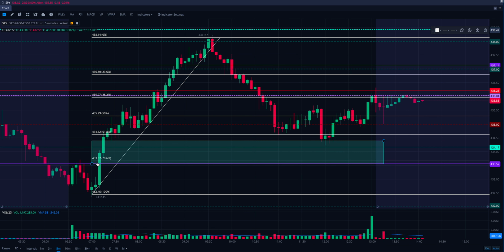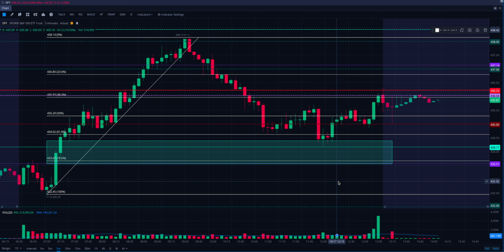So I had kind of looked at the 786 and I said, well, if I add 50 cents to that, that's 434.17. So I marked it on a chart and I was waiting for price to come down. You can see it basically came and touched it. Okay. So it wasn't perfect, right, guys?